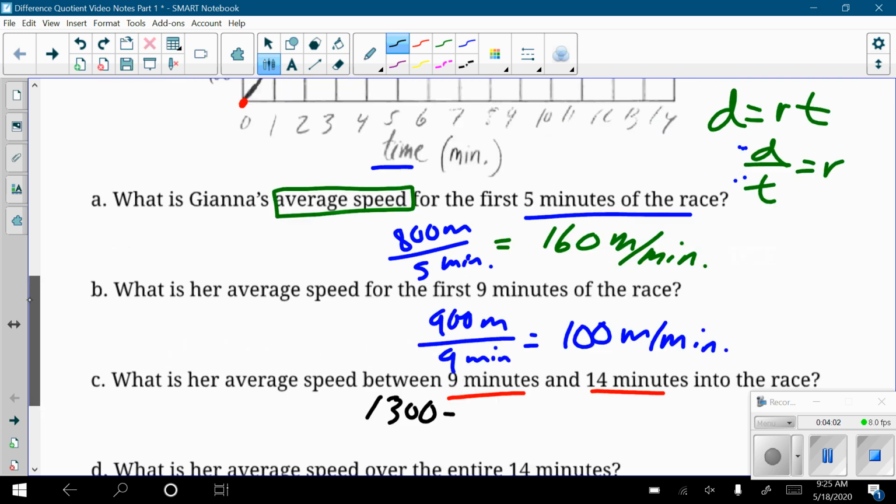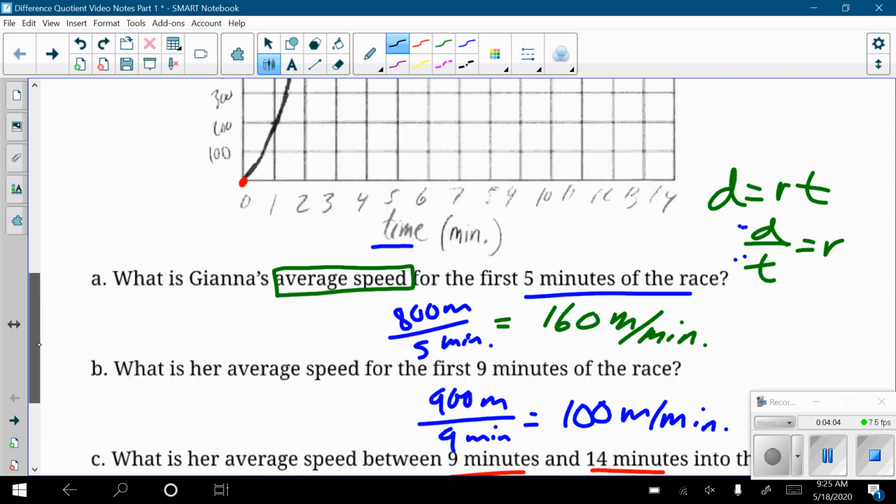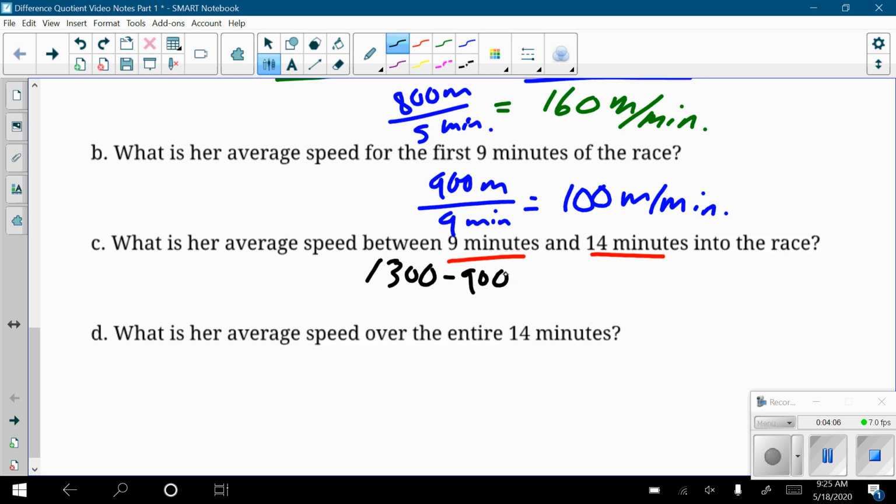1,300 minus 900 would tell us the total distance that she traveled. So she traveled 400 meters, and then it was 14 minutes minus 9 minutes over 5, and so it would be 80 meters per minute.